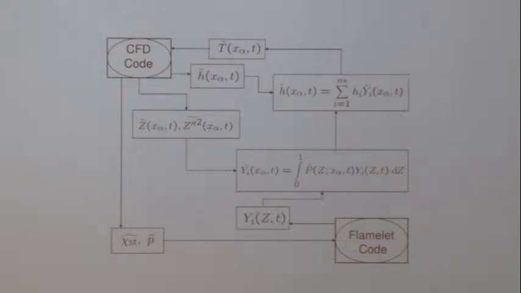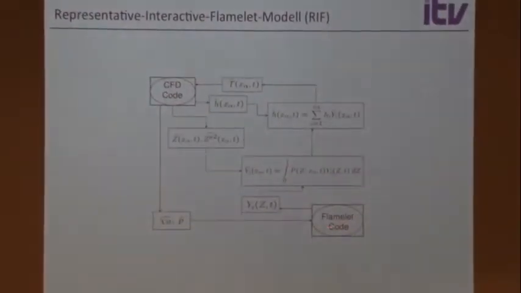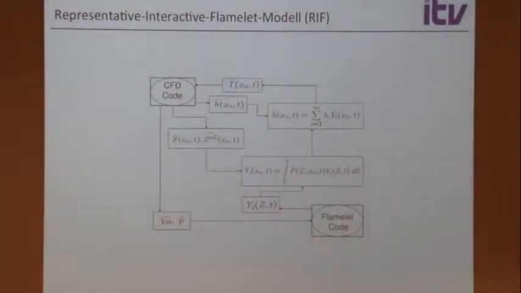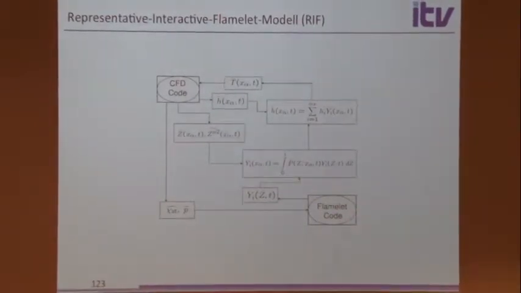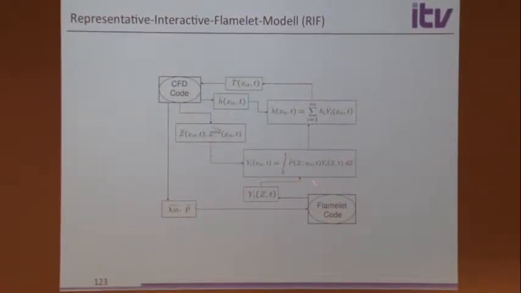Okay, so that's what we call the representative interactive flamelet model. Representative because you solve only one flamelet for the entire domain. Interactive because these things go back and forth at each time step. Now you could also solve many of these flamelets. For example, I could want one flamelet just for the regions around the walls that have a different energy, and you could solve things like that.